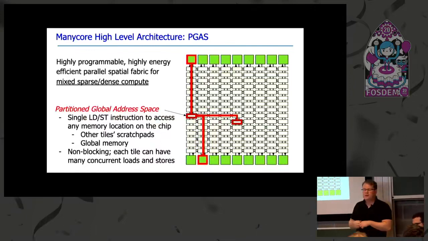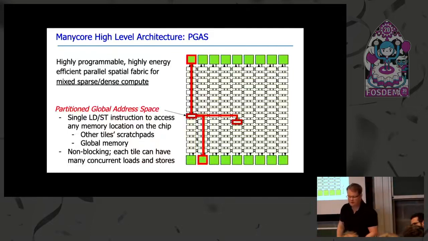And so a core can actually issue many repeated loads and stores. Those things will go out in the network in parallel and then come back potentially out of order, and the core can continue executing instructions. It's only when it actually tries to use the register that was the result of the load instruction that it might actually stall waiting for the data.